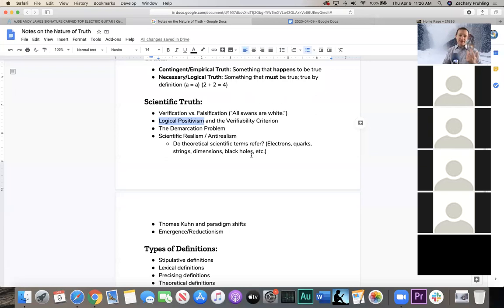So hence the attendance question. Do theoretical scientific terms, electrons, quarks, strings, dimensions, black holes, do they really exist or are they merely useful constructs? That is a huge open question in any area of theoretical science. But what's interesting is that most scientists don't realize this issue.